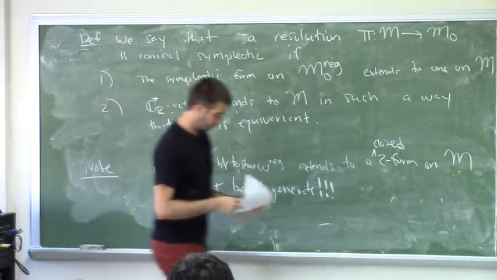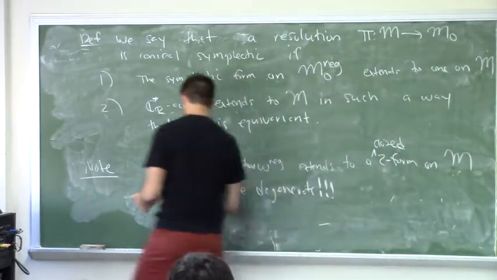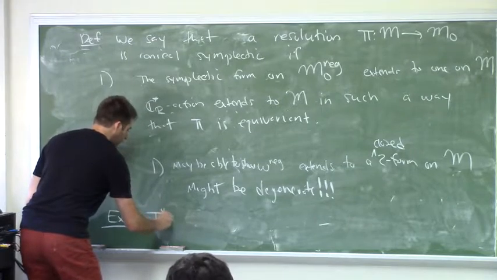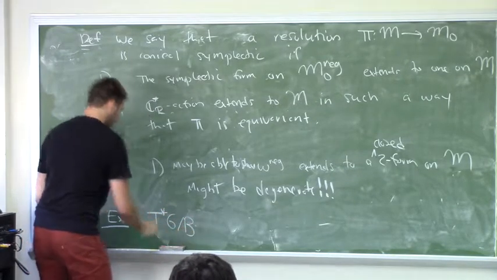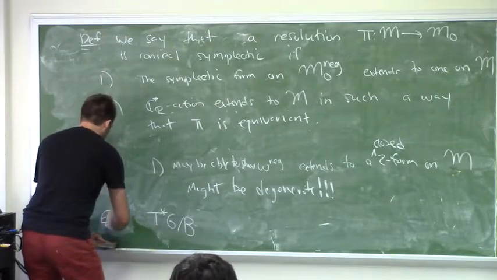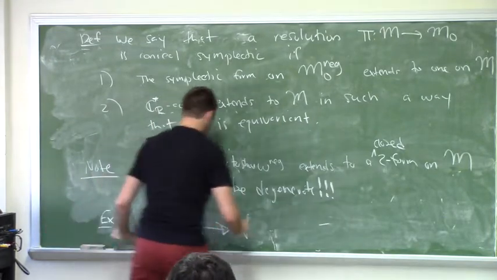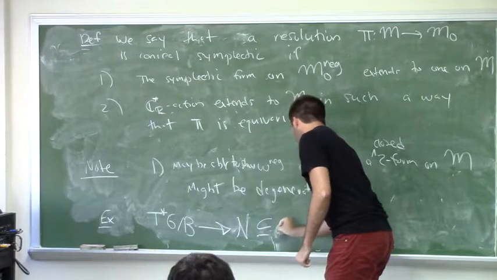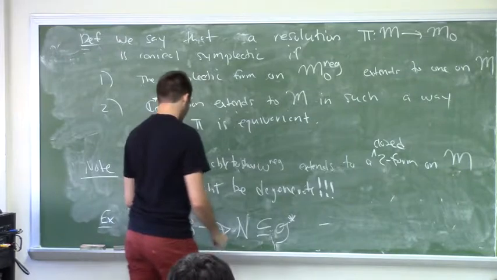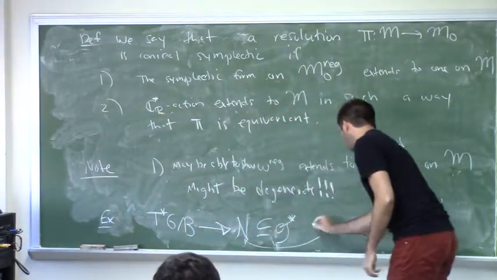All right. So now let me tell you how we fit our example. In our example, we were studying the cotangent bundle to the flag variety. And it turns out that there's a very famous resolution where the image of the resolution is called the nilpotent cone.